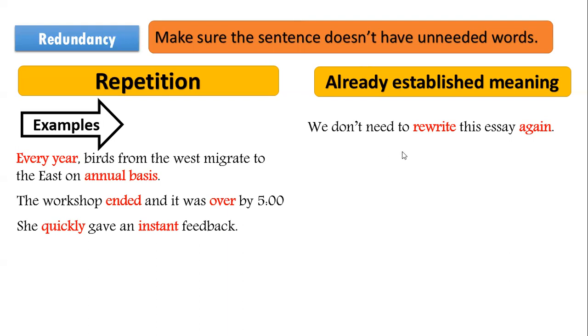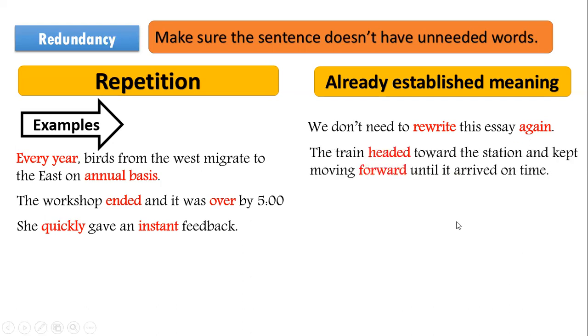Okay, fine, Shabab. The word or the prefix re means again. So when we rewrite an essay, it means we write it again. So we don't need the word again here. How about this? The train headed toward the station and kept moving forward until it arrived on time. Shabab, we understand that if some train heads somewhere, it means it's moving forward. So again, there is redundancy here.